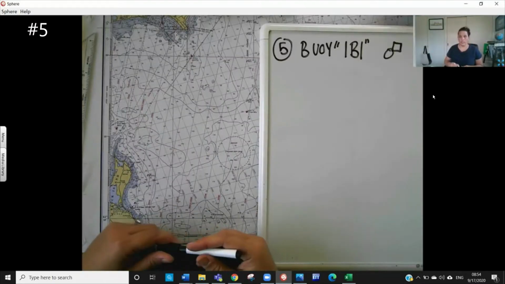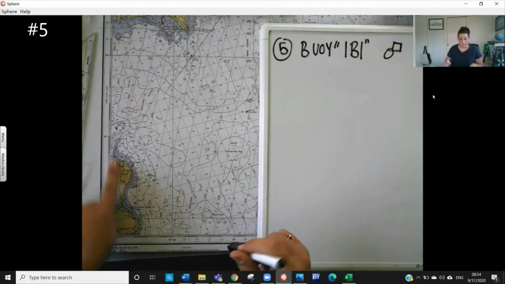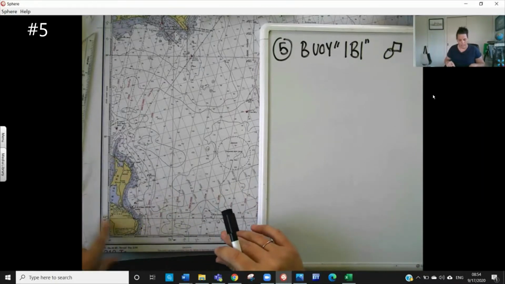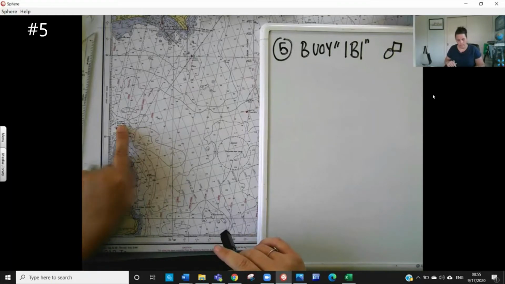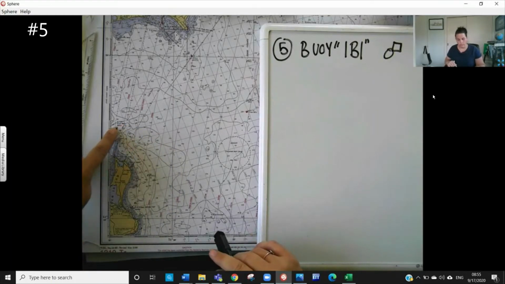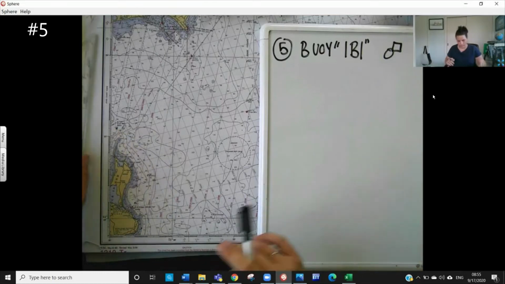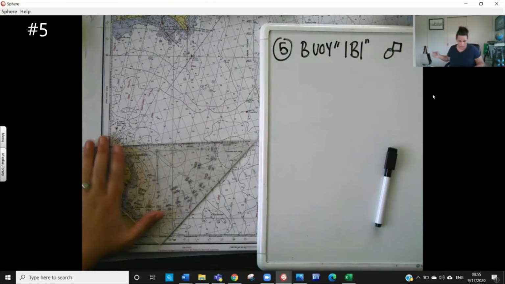4. Okay, so for number 5, we are back on the left side of the chart, near Block Island. On the north side of Block Island, we have buoy 1B1. So here's our buoy. We want to make sure we're looking at the buoy. Again, there's not really a light around it, so we're okay. So we're looking for that buoy symbol. This time I'm using my triangle because it's right here.